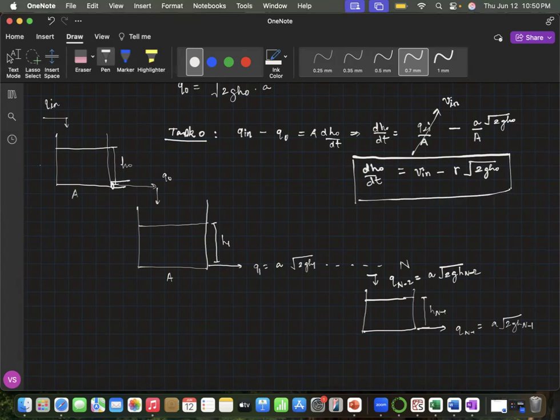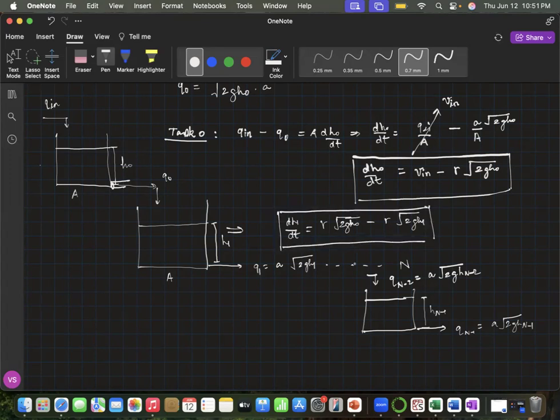And for the remaining tanks, let's try to balance. The balance for tank 1 becomes dh1 by dt equals whatever is coming in. That is a by capital A times square root of 2g h naught, which is just r times square root of 2g h naught, minus r times whatever is going out, so r times square root of 2g h1, right? That becomes the governing equation for the first tank over here.